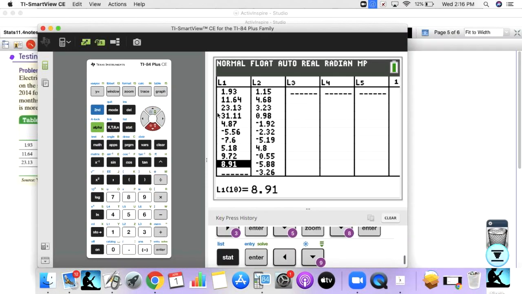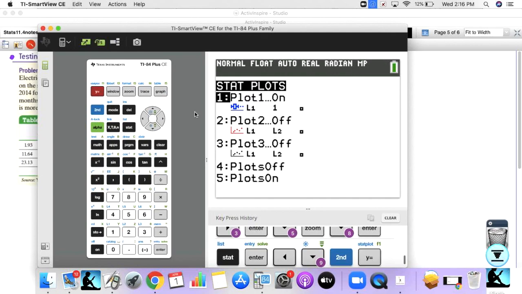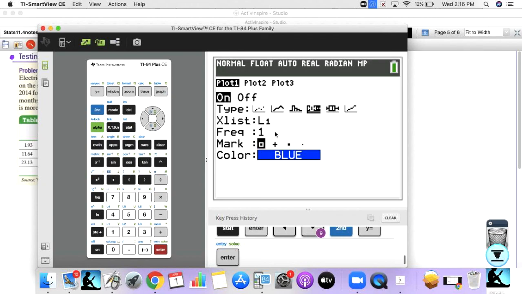So now that my values are all in, L1 is going to represent the Cisco Systems, L2 represents GE. I'm going to create my plots. So I'm going to go second y equals, which pulls up stat plot. I'm going to go to my first one. And now we do not need to do a box and whisker plot with standard deviations. We just need to look at the normal line, okay?